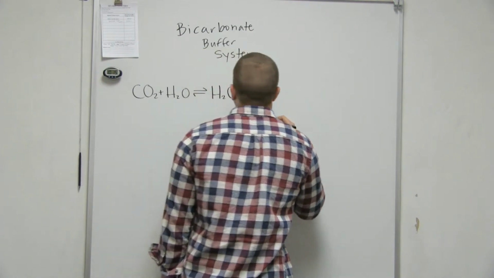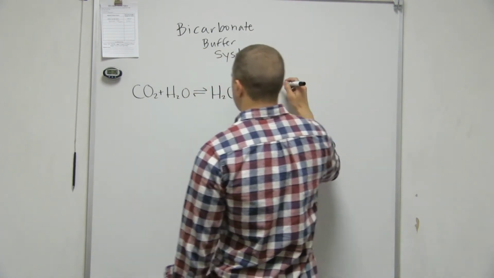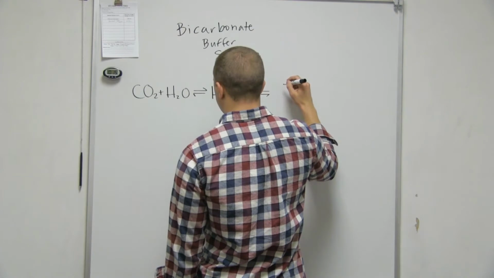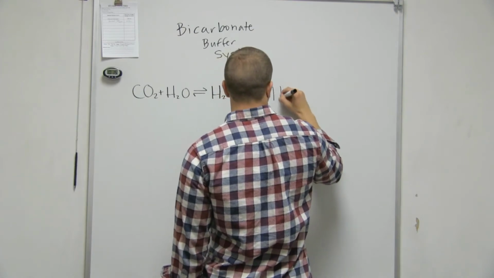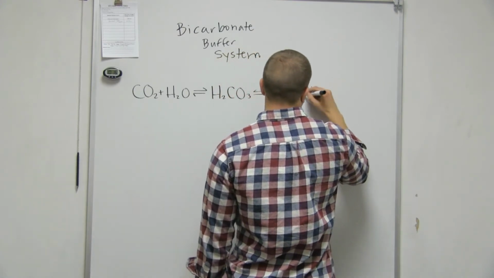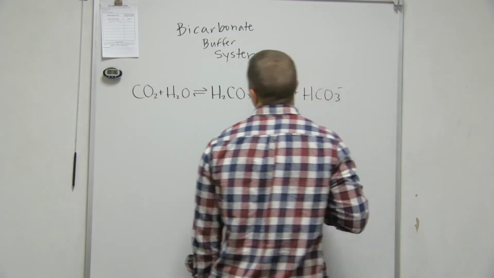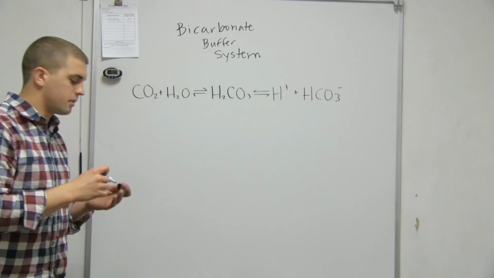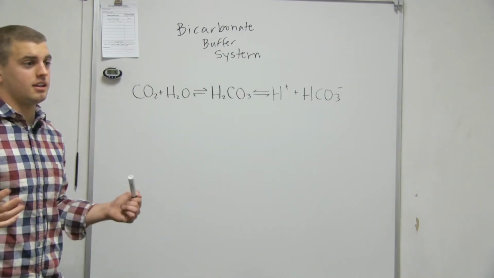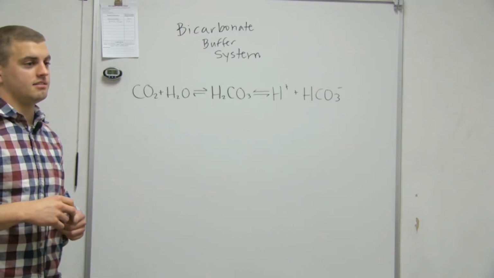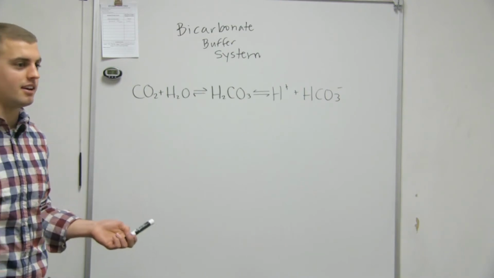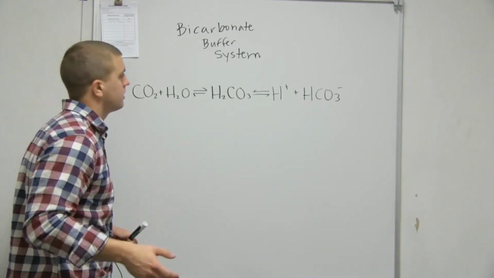You probably won't need to memorize it though, I don't think. I think that the teacher will usually have it written out for you. We have a hydrogen here plus HCO3 minus. Okay. So this is super important for the blood in pretty much any animal's body, right? To prevent it from becoming too acidic or too basic.